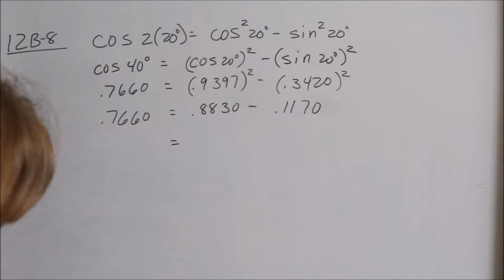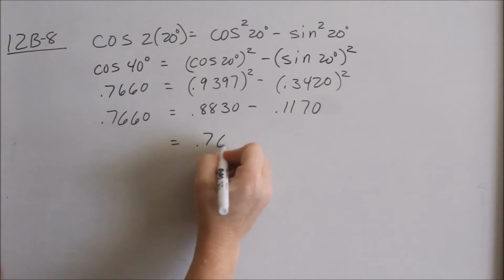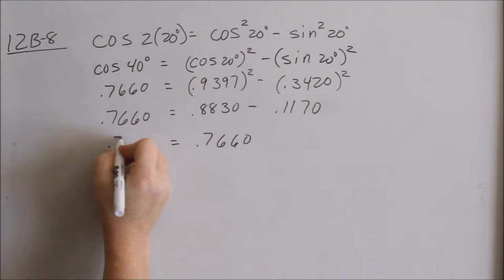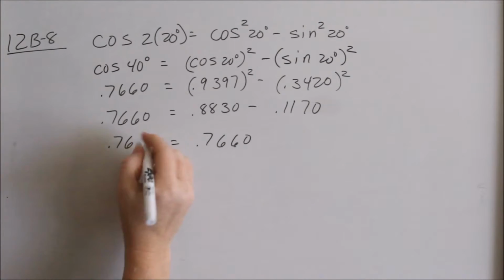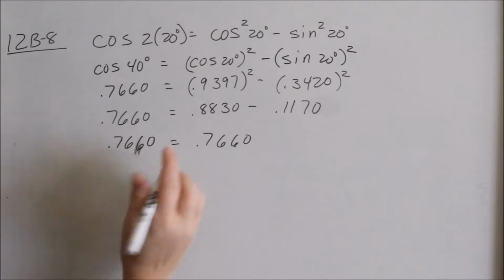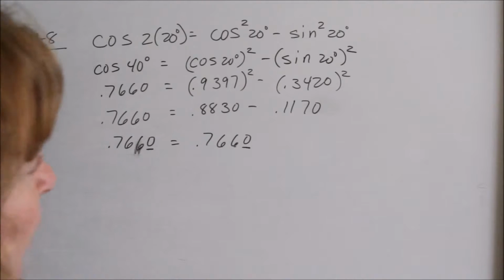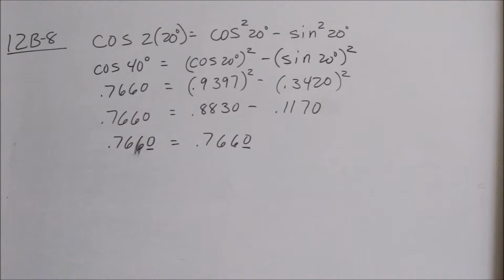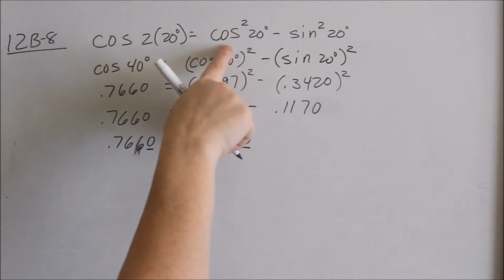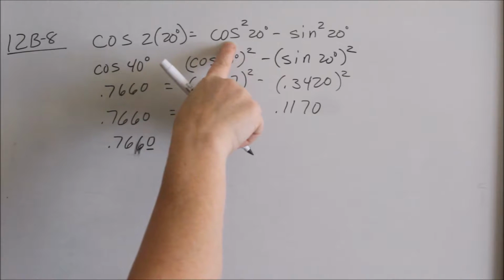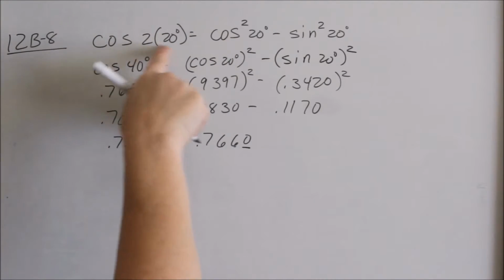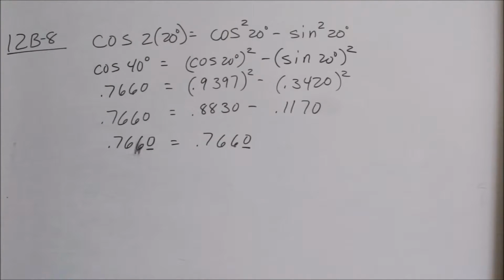So subtracting the 2 does come out to 0.7660. Sometimes when you're verifying, that last decimal could be off a little bit, and that's due to rounding. So basically we showed that this double angle identity proves that it's a true statement, that these double angle identities do work.